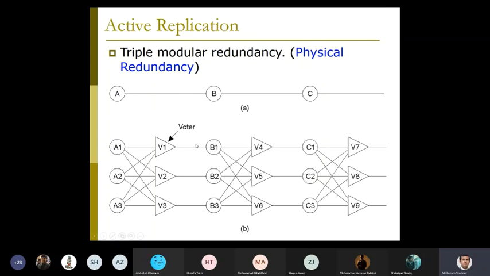Again, this is triple module redundancy, where there are 3 systems and a voting system, and these systems give the vote. For example, A, B, and A1, A2, and A3, and similarly for B and C. So these systems are connected serially.